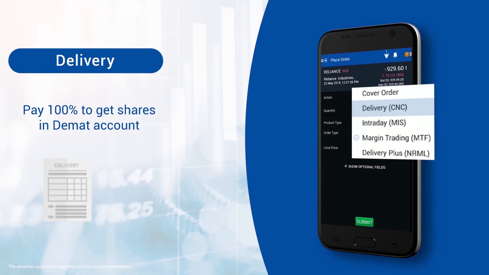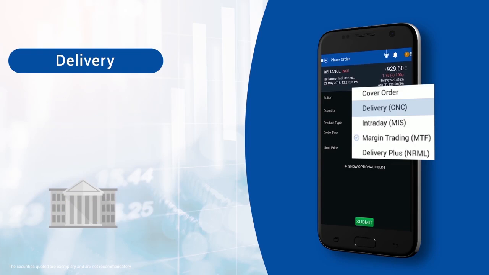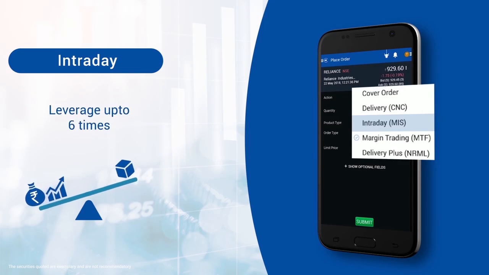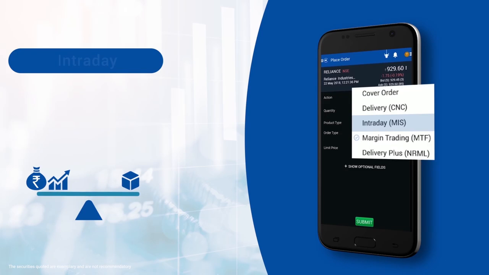Delivery is a product type where you will need to pay 100% of the stock value to trade with the intention to get delivery of shares in your demat account. An intraday order or MIS is a product type that offers leverage up to 6 times against cash as well as stock holdings. With intraday product, the transaction needs to be squared off on the same day.